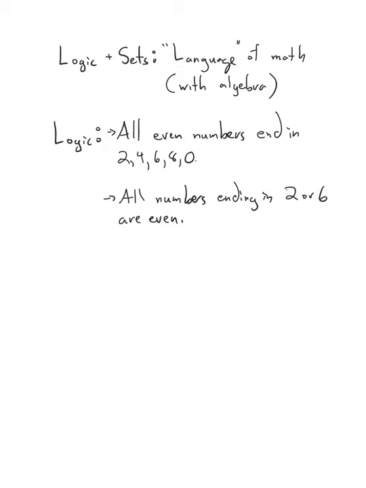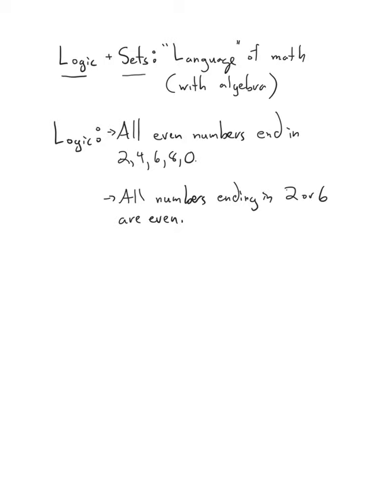Mathematics is a very precise language. We want to make sure we know exactly what we mean when we write down or say something. And those ideas are going to be covered in logic and sets. And kind of the idea with logic, we're going to build up some tools so that we know precisely the difference and similarities of these two sentences. All even numbers end in 2, 4, 6, 8, or 0. Or, all numbers ending in, say, a 2 or 6 are even.